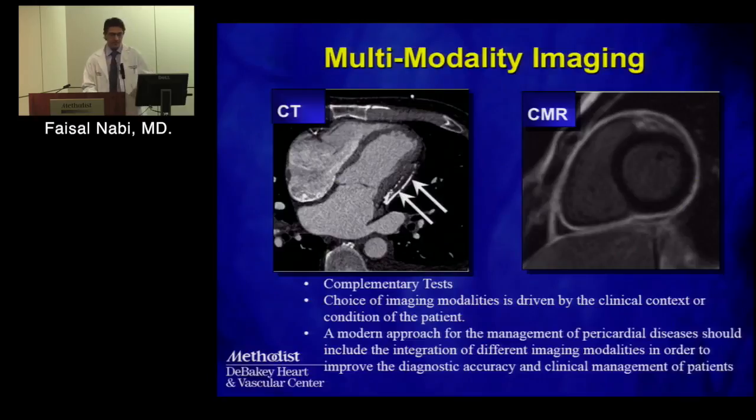And in the next few slides, I'll get into that. So the way I structured my talk is, with these multimodality imaging tests, you should know they are complementary to echocardiography.